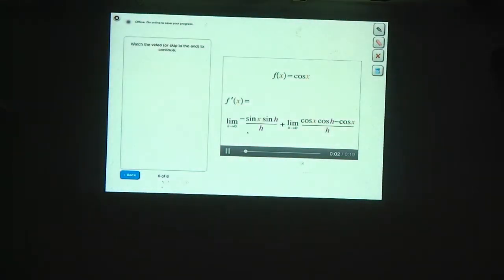Right, here we're taking the limit of this expression as h goes to 0. X has nothing to do with this limit, so we can pull the minus sine x term outside the limit. So now, in this first term, we're left with the limit as h goes to 0 of sine h over h. What does this limit equal?